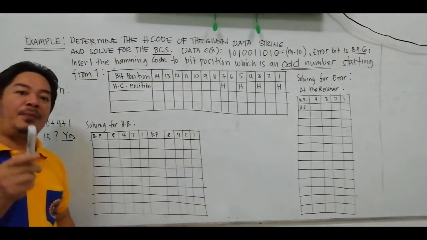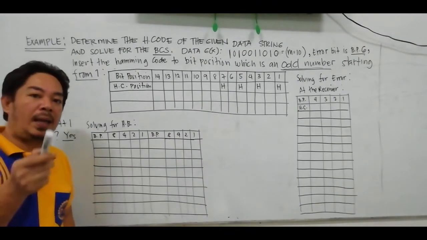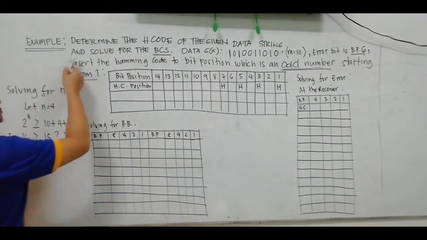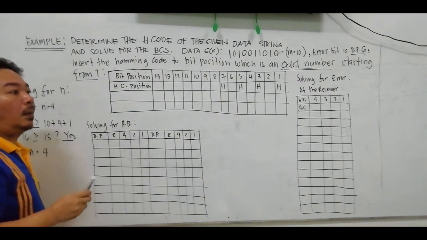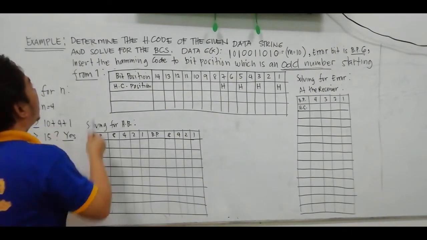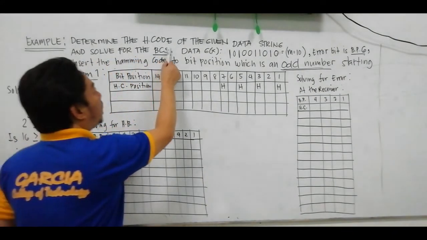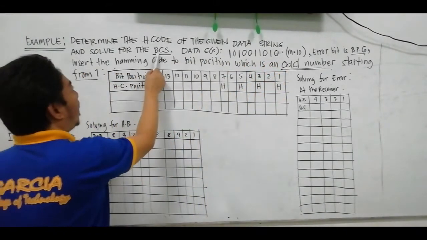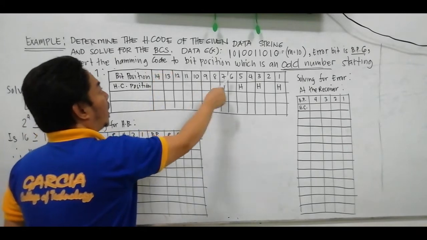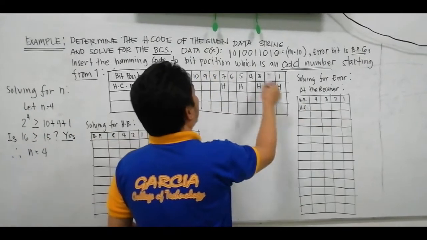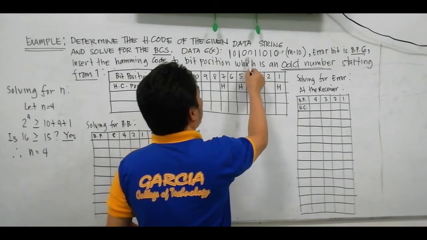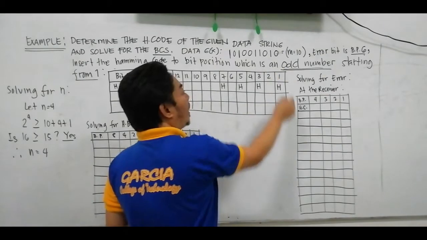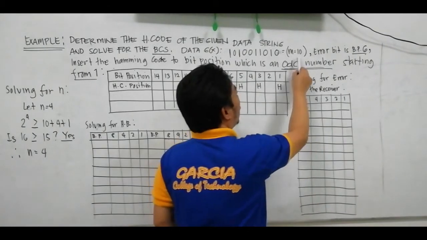Today, everyone, we have here the topic forward error correction. So, we have here the given question. Determine the Hamming code of the given data string and solve for the block check sequence. Data GX is 10100110, and that will be M is equals to 10.